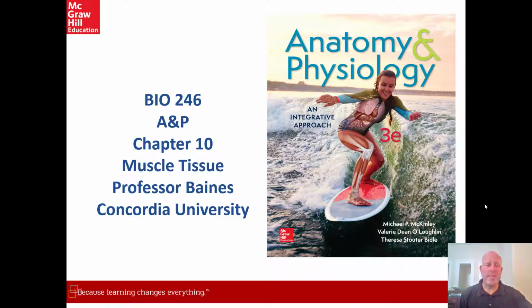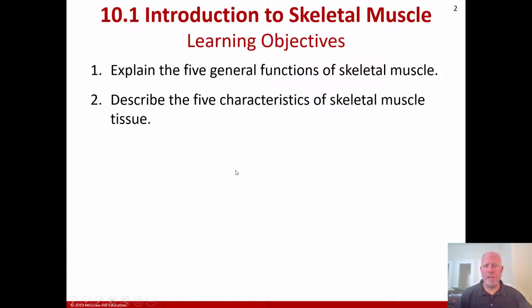We're now going to be talking about Chapter 10, Muscle Tissue for Anatomy and Physiology, Bio 246, and we will start right off the bat with our objectives for the first section, Introduction to Skeletal Muscle. We must be able to explain the 5 general functions of skeletal muscle after going over this section, and describe the 5 characteristics of skeletal muscle tissue.